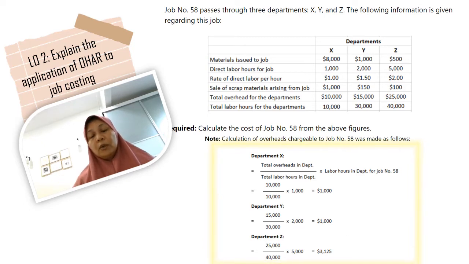In this question we are using the total labor hours, and we multiply the overhead absorption rate derived with the direct labor hours for the job performed by the labor in each department. As you can see in the yellow box, we have calculated the overhead absorption rate for departments X, Y, and Z, and the total overhead to be absorbed to the job for each department X, Y, and Z.